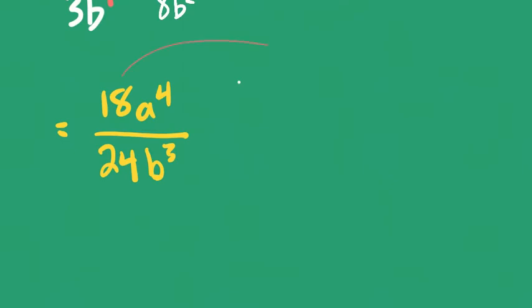And with monomials, so one term on top, one term on bottom, we can reduce the parts of them. So we can reduce the 18 and the 24 by 6. If we reduce 18 by 6, you get 3. Reduce 24 by 6 and we get 4. A to the 4th, b to the 3rd.